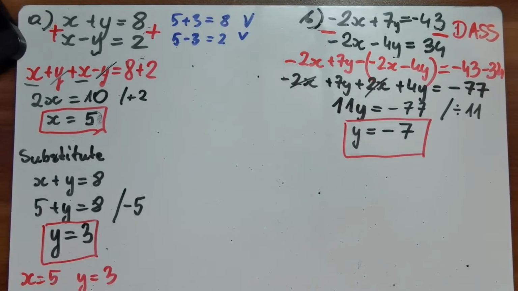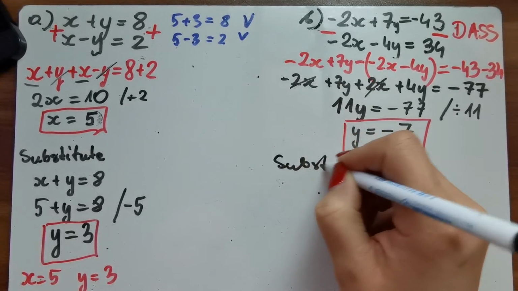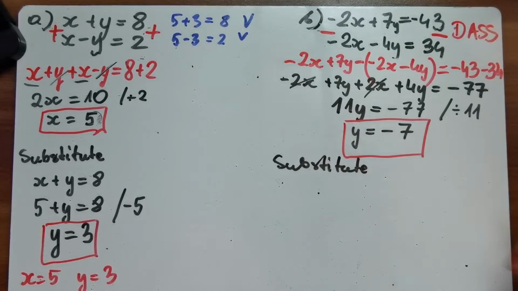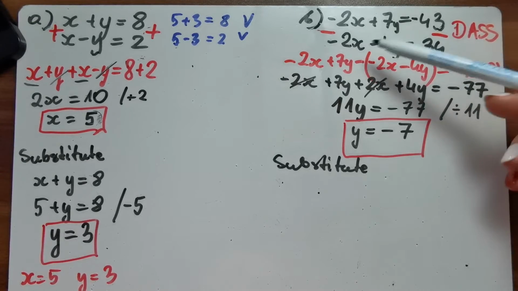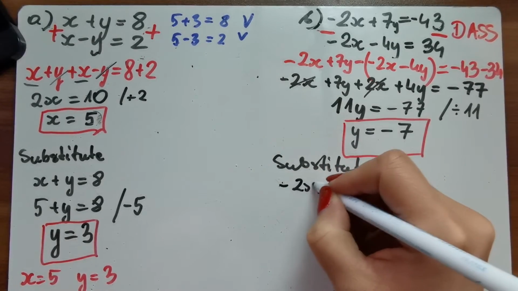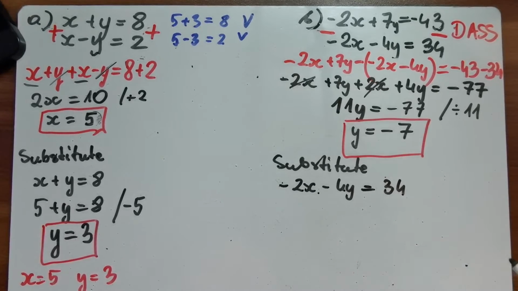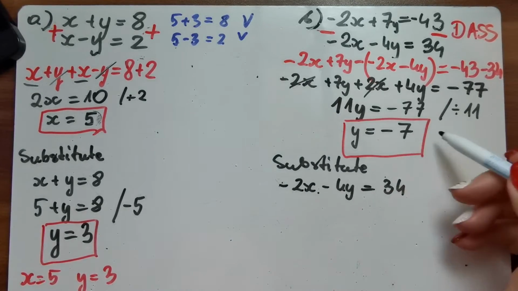Okay, so the next step is to substitute. So I need to substitute y into any of these equations. It doesn't matter which one, so let's assume this time I will take the second one. So it will be negative 2x, take away 4y, must be equal to 34. So I'm substituting negative 7 into this equation.